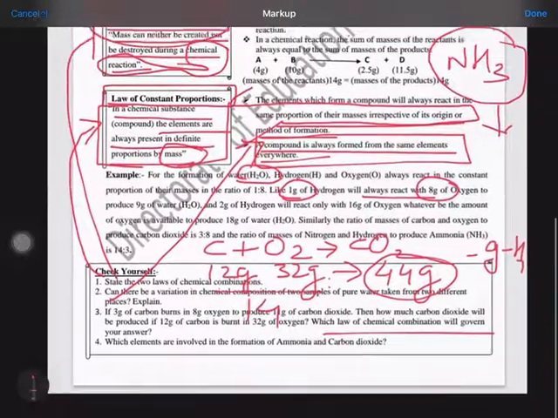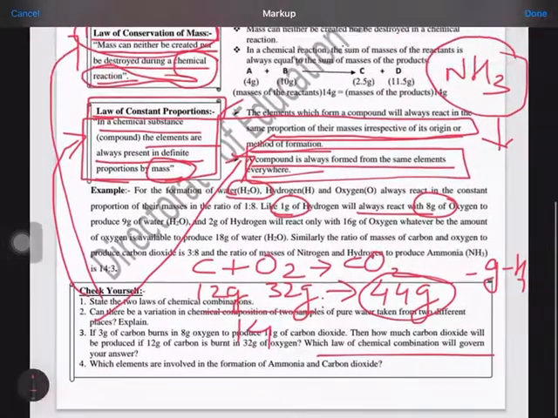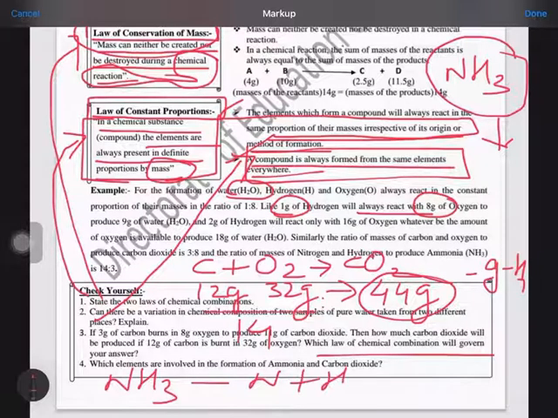Now the last question, which elements are involved in the formation of ammonia and carbon dioxide? So in case of ammonia, the elements are nitrogen and hydrogen. You can write the number of atoms also. In case of carbon dioxide, it's carbon plus oxygen, 1 and 2.